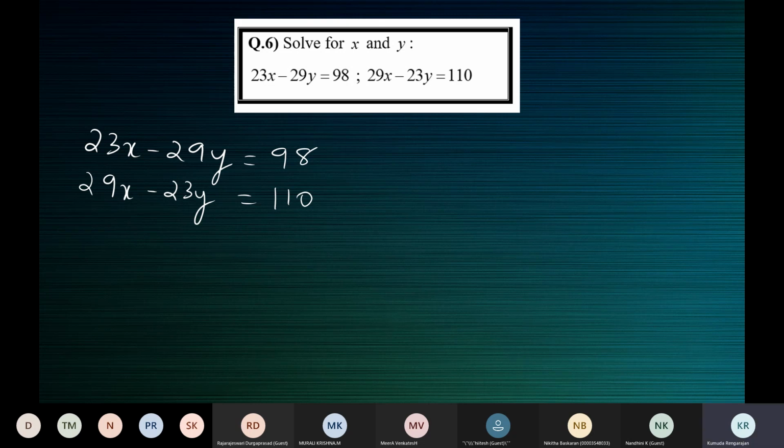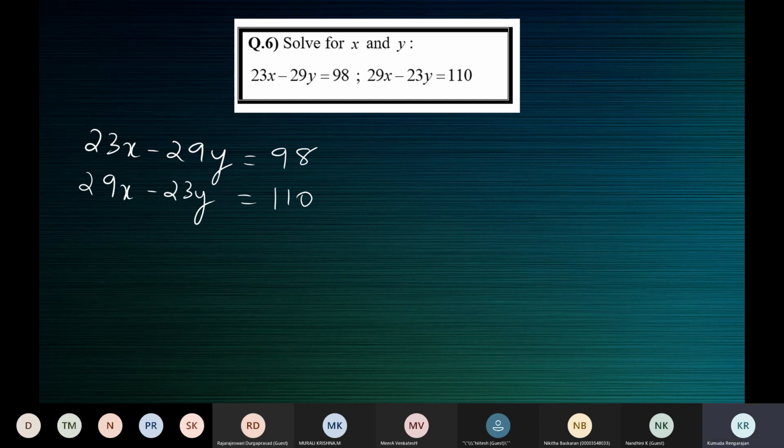What is the coefficient of x in the first equation? 23. What is the coefficient of y in the second equation? The absolute value, ignore the sign. 23. The coefficient of x in the first equation is 23. The coefficient of y in the second equation is minus 23, but the numerical value is 23.